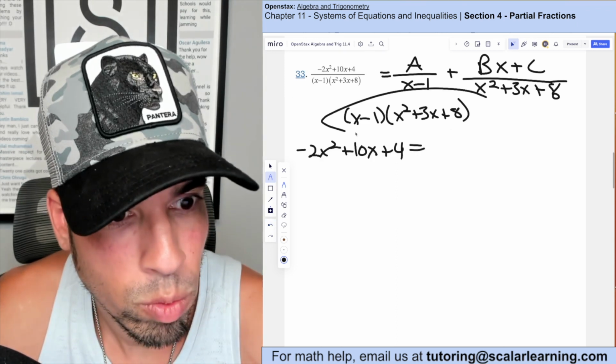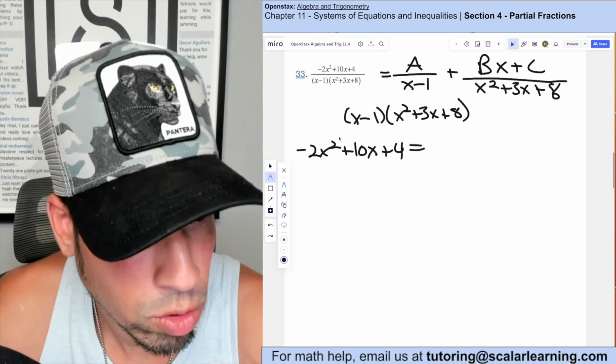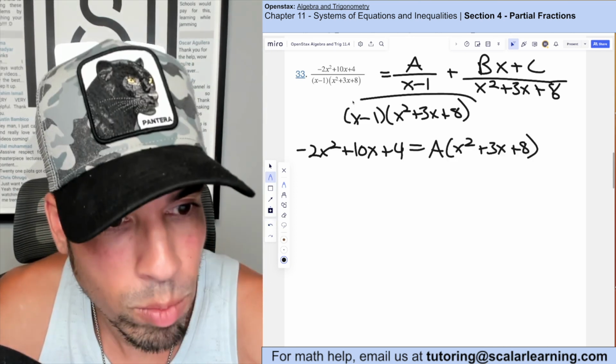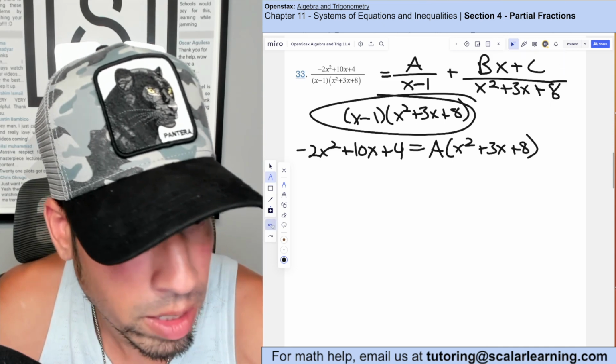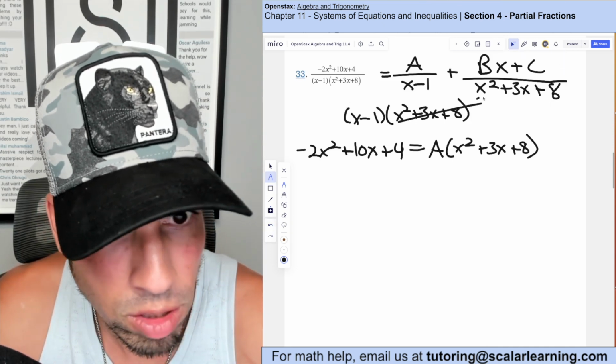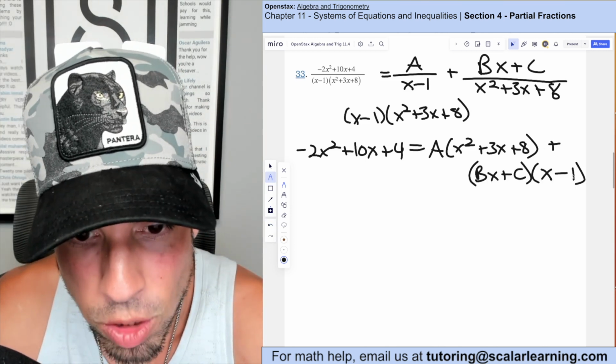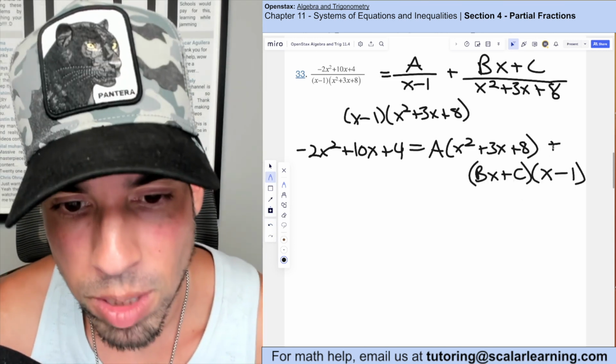And that's equal to, we multiply this by this, and you'll notice that the x minus 1s cancel out. So we have a times that quadratic. And then when we multiply this by this, right, the quadratics cancel out, and we get bx plus c times x minus 1. There we go, x minus 1. Okay, so I had to go down on this line, but it's still adding together.